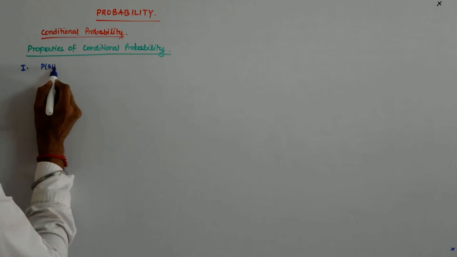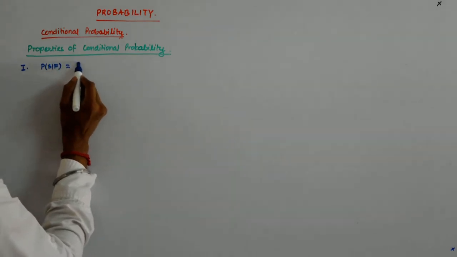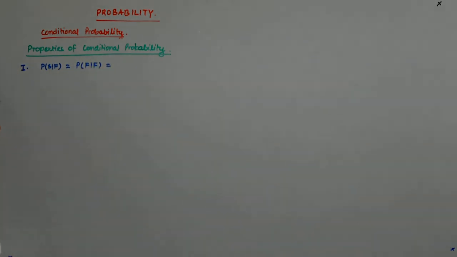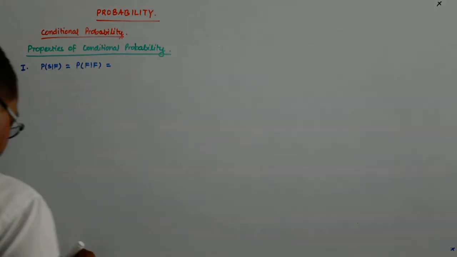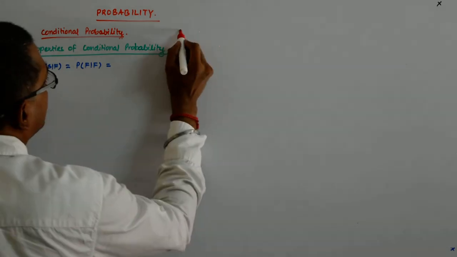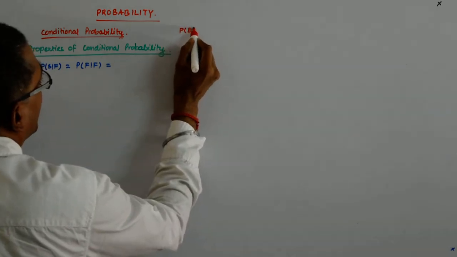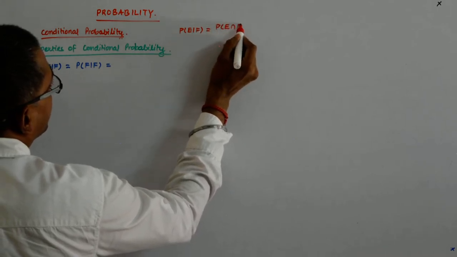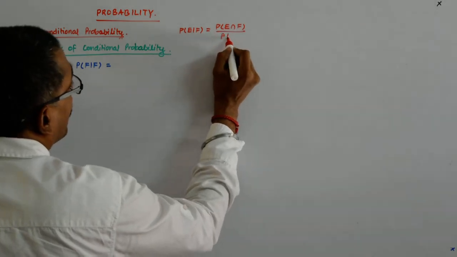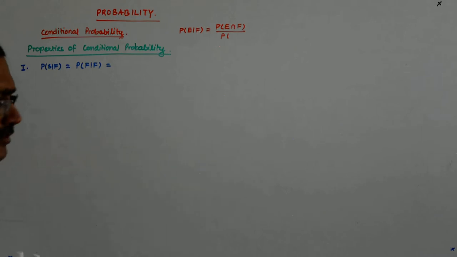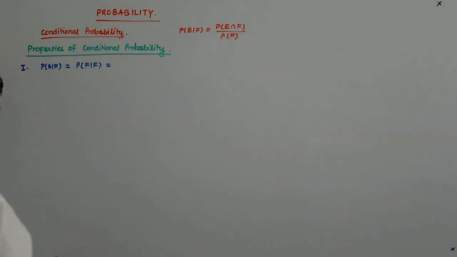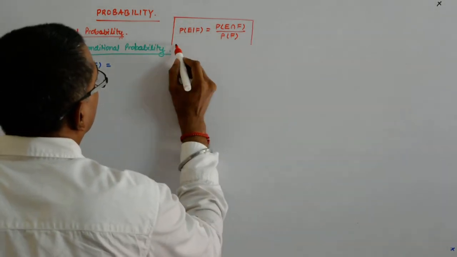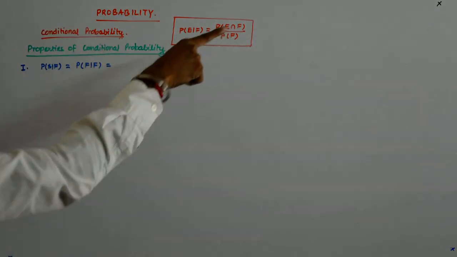The probability of the sample space happening given that F has happened is equal to this, which we'll write after we have found it out. We write the basic theorem here. Probability of E given F is equal to probability of E intersection F divided by probability of F. Okay, so this becomes our founding principle. I will always refer to that.